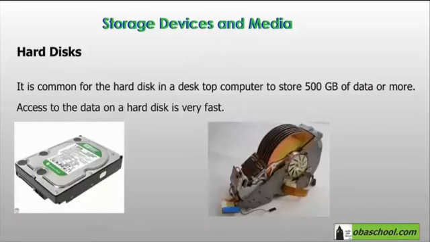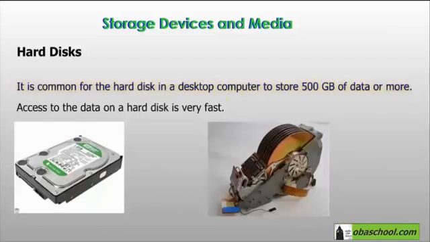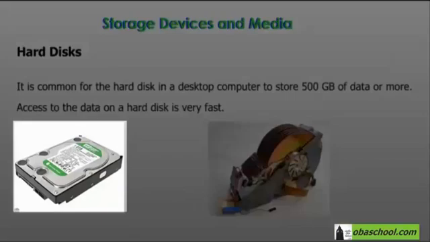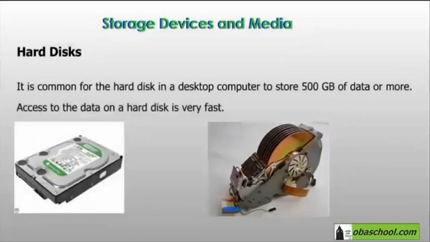Now let's see the first storage medium, which is the hard disk. It is the basic storage medium that the computer uses. It is common for the hard disk in a desktop computer to store 500 gigabytes of data or more. Access to the data on a hard disk is very fast, so you simply click on it and you retrieve the data. Below are pictures of a hard disk. This is when it is closed, and this picture is when we open the hard disk. Now let's look at the inner parts.